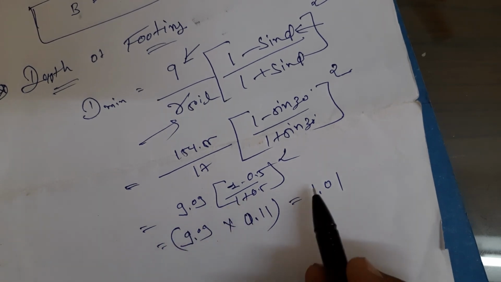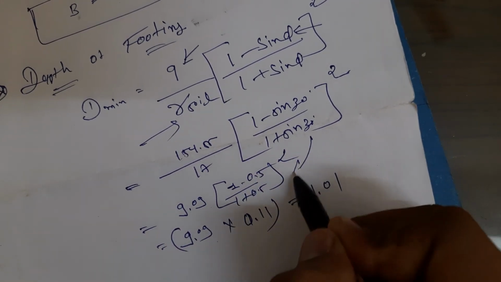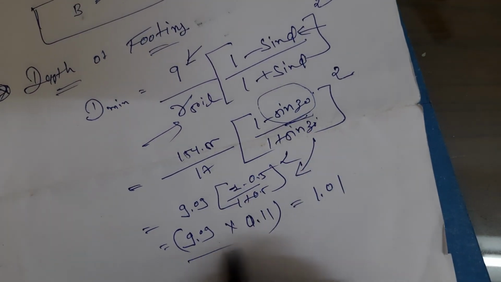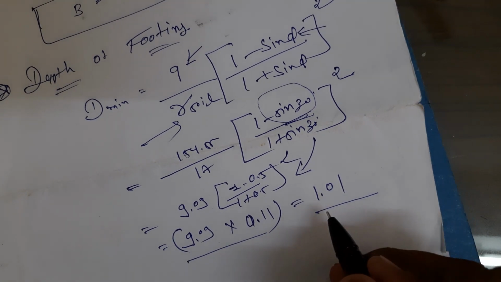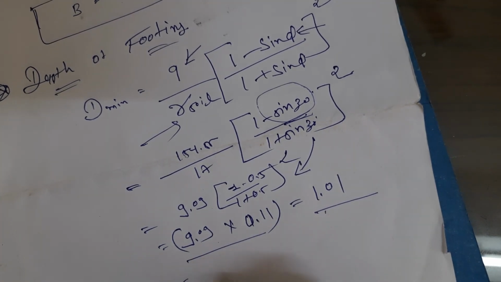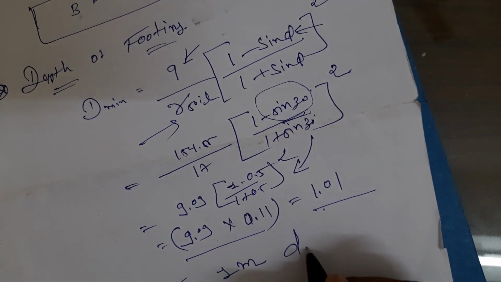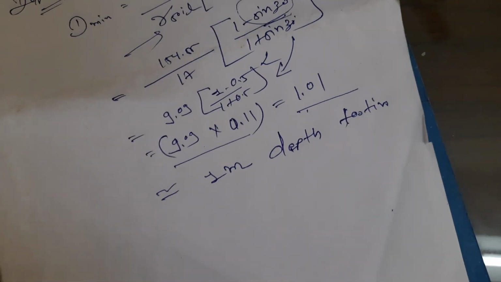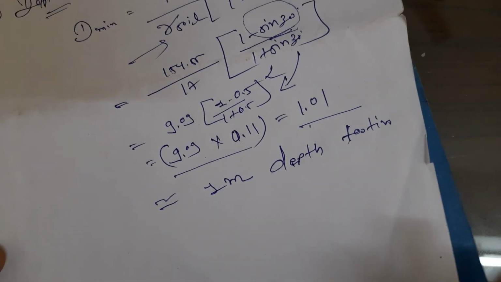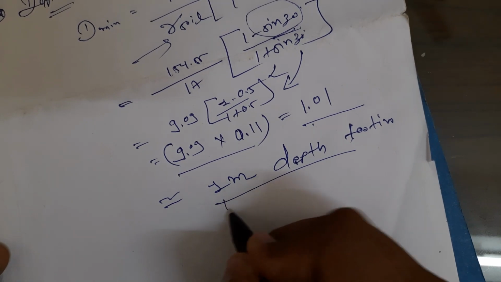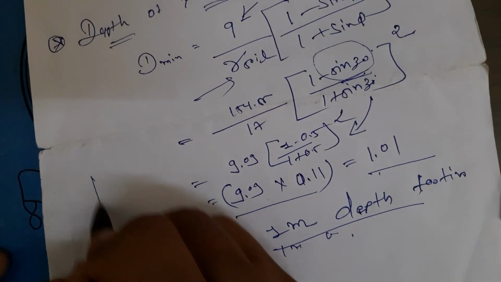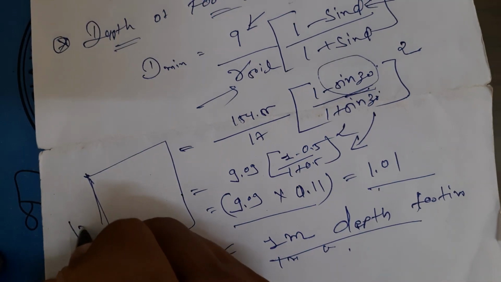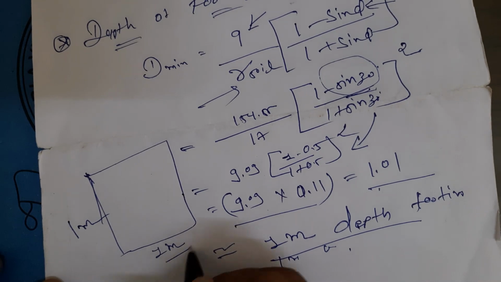Okay, so after the calculation, put the value of sin 30 equal to 0.5 and whole square. So using multiplication you get the value 1.01. So write 1 meter as your depth of footing. So now you have a 1 meter depth and 1 meter width of footing, which means the box is prepared. Okay, there is a 1 meter depth and 1 meter width.